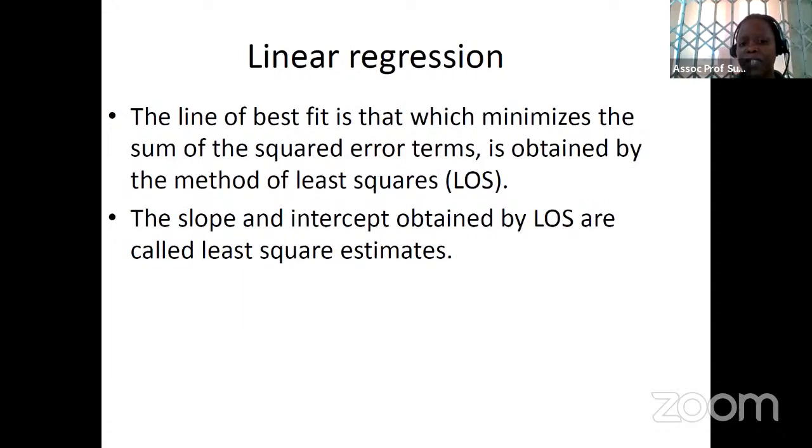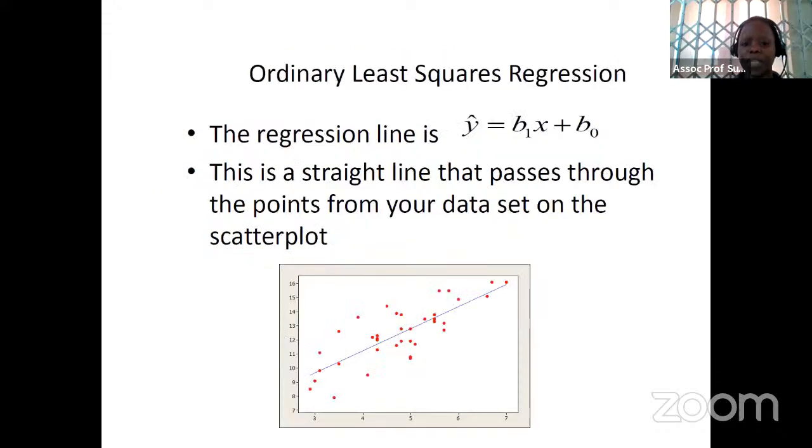The line of best fit minimizes the sum of the squared error terms obtained by the method of least squares. So for us to obtain the line of best fit, we use the method of least squares, called OLS. Under OLS, the slope and intercept are called least squares estimates. So the regression line obtained by OLS is y hat equals b1 x plus b naught.